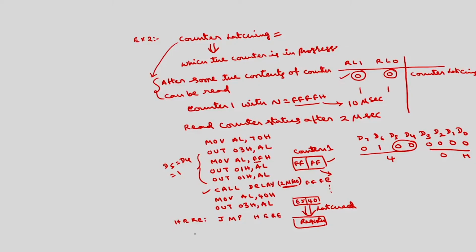You see how we can read the contents of the counter while the counting process is in progress. Okay. This is another application of this mode 0, which is called counter latching. Okay. So, the next mode is mode 1, which is called programmable one shot.